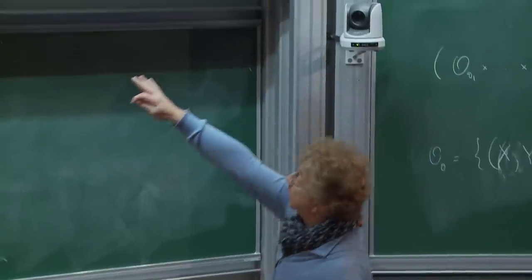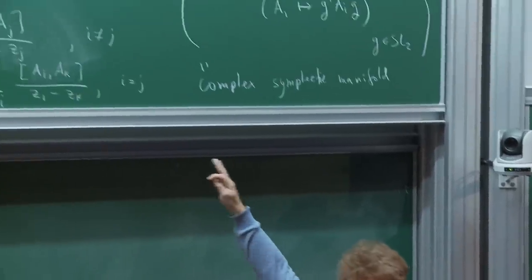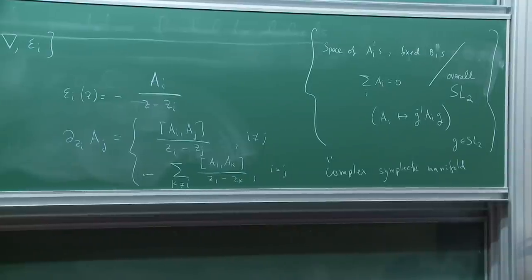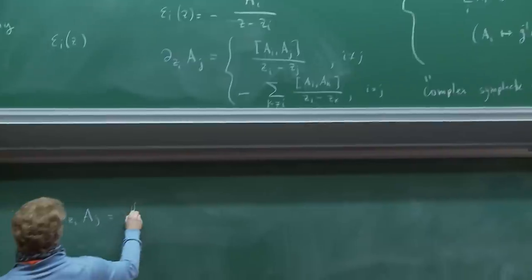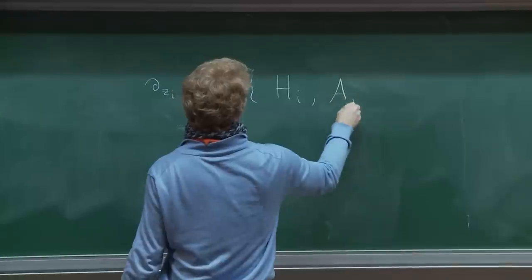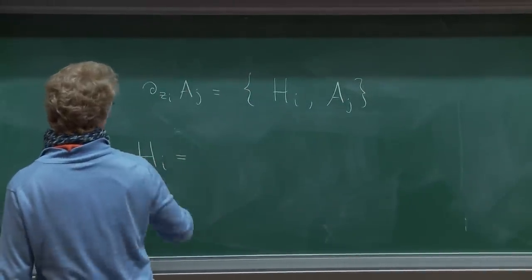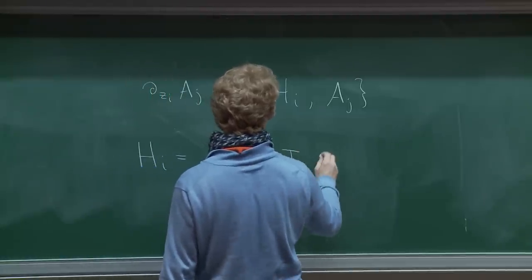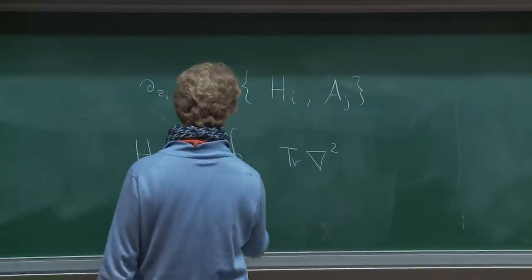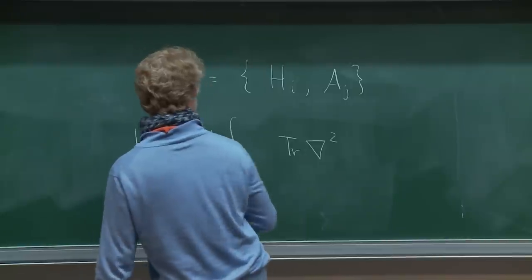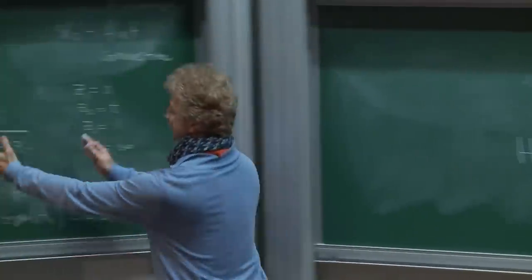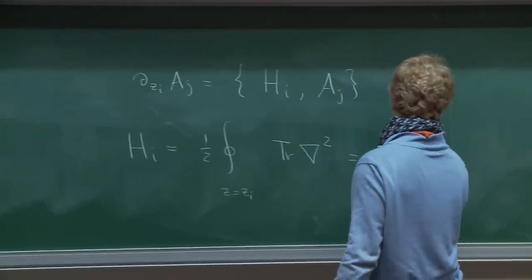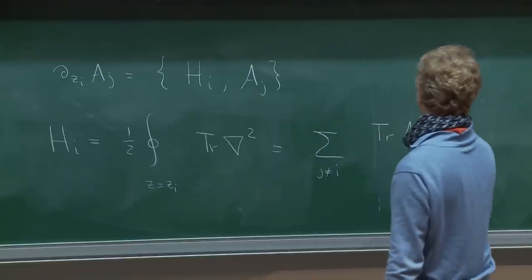So this is a symplectic manifold, and you have some evolution equations on the symplectic manifold. So the first question you may ask is whether these are Hamiltonian equations, and indeed they are. Indeed, dz_i A_j is a Poisson bracket where the Hamiltonian h_i is essentially the residue of trace nabla squared. Well, what it means is just take this guy squared and compute the residue at the point z equals z_i. This is the sum over j not equal to i of trace A_i A_j.